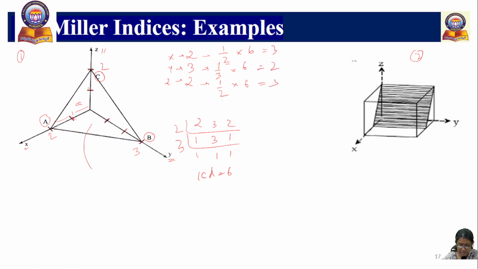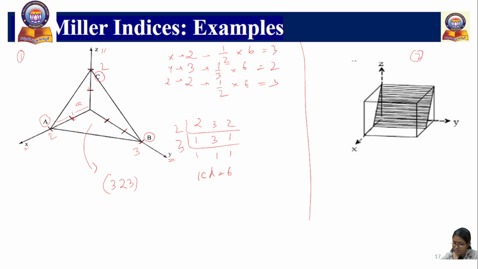So what is the Miller indices of this plane? Within brackets (3 2 3). Don't use commas, just within the first order bracket the three digits 3 2 3. So you can say the Miller indices of this plane is (3 2 3). Okay. So now let us move to the other one, example number 2.